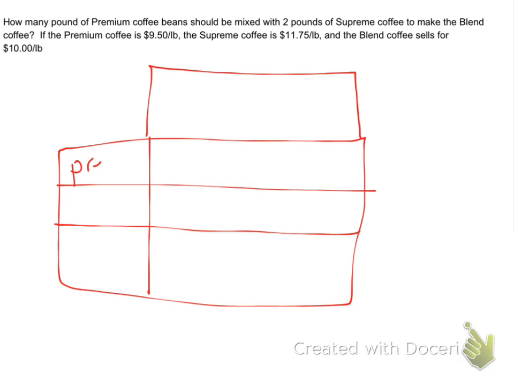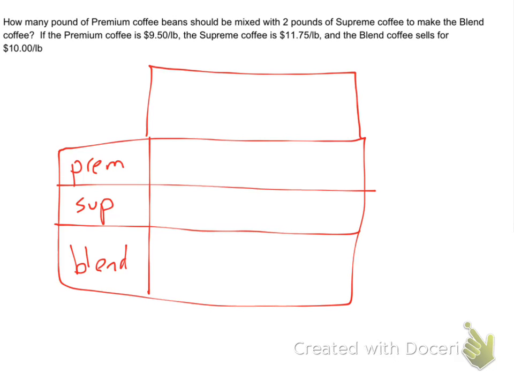Premium. We're also adding supreme to make a blended coffee. Okay, what are some things we know about these coffees? We know some unit prices and we know some poundage.